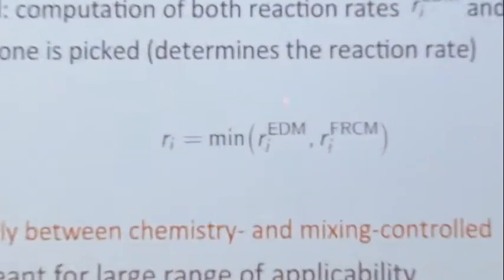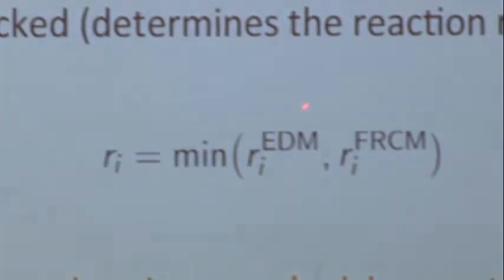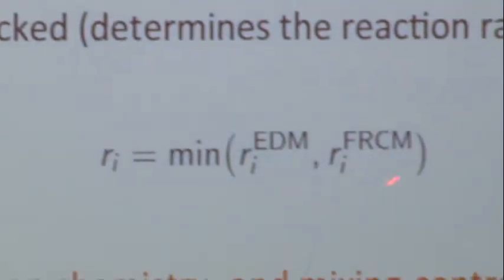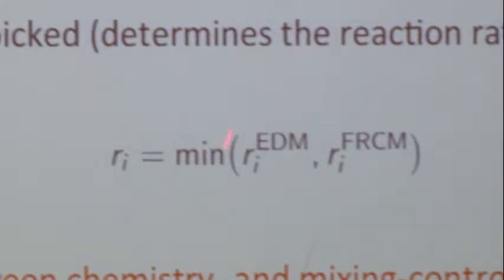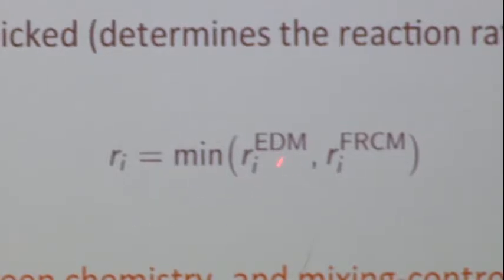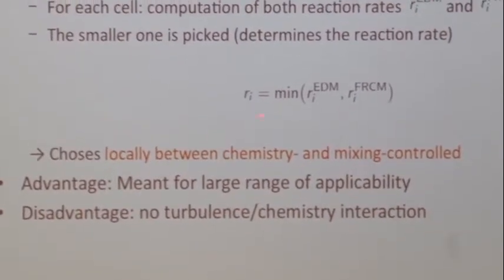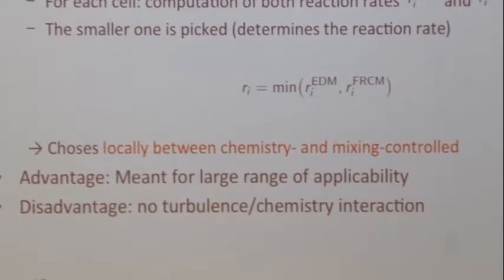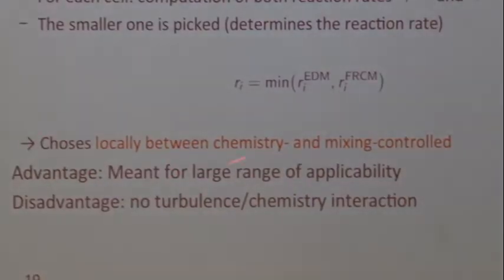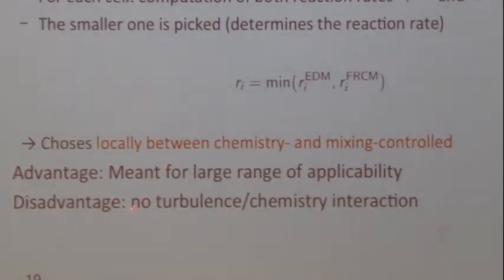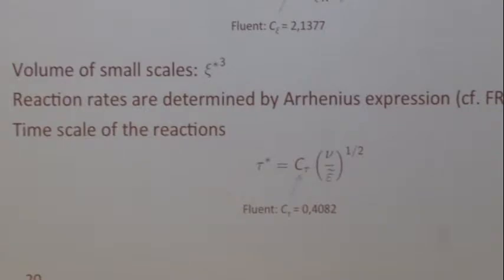You have a reaction rate. You get a reaction rate from the fast chemistry model and one from the fast mixing model, and you take the smaller one of the two, and that gives you your reaction rate. Okay, it's a little empirical, but in these two limits, either where the chemistry is really infinitely fast or mixing is infinitely fast, the model should be good. So the advantage, the model is meant for a large range of applicability, and the disadvantage, of course, it has no turbulence chemistry. It doesn't really consider turbulence chemistry interaction.